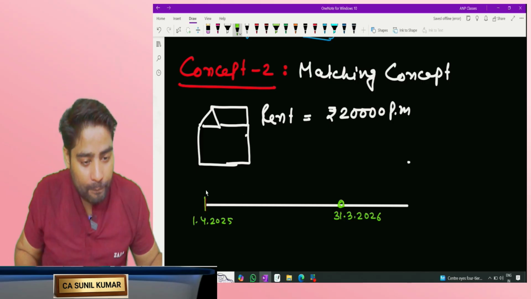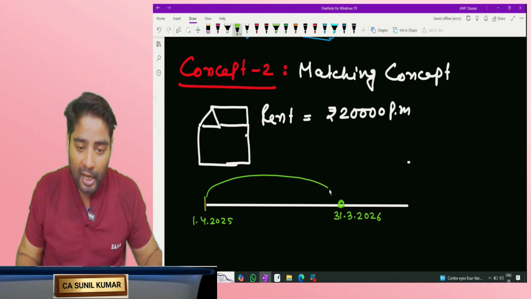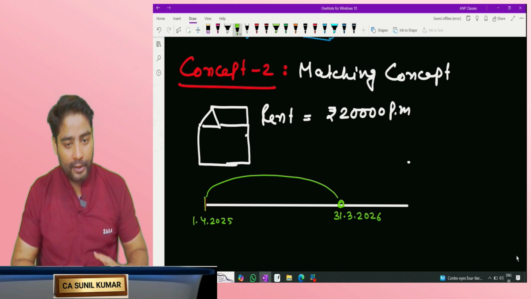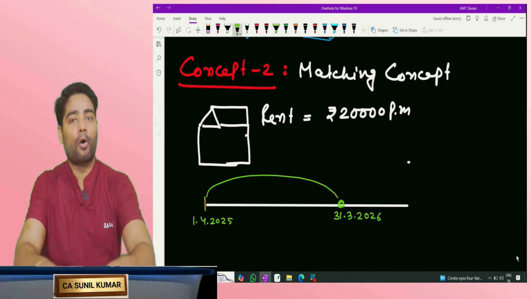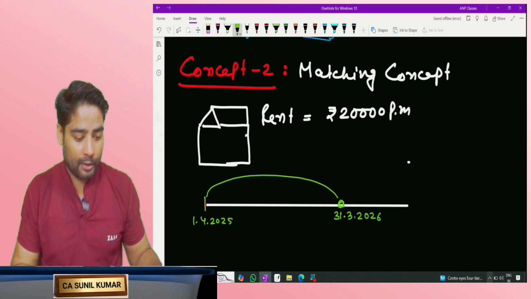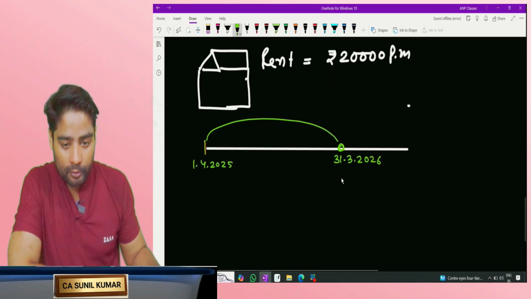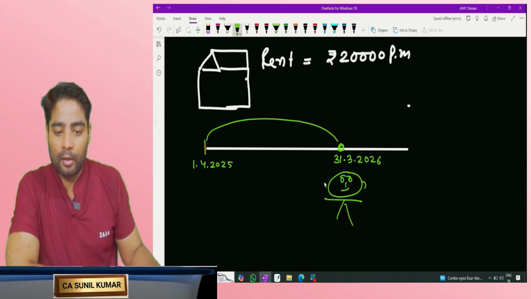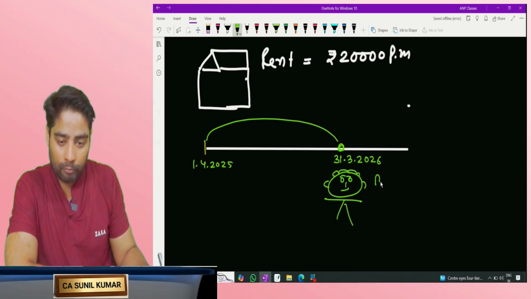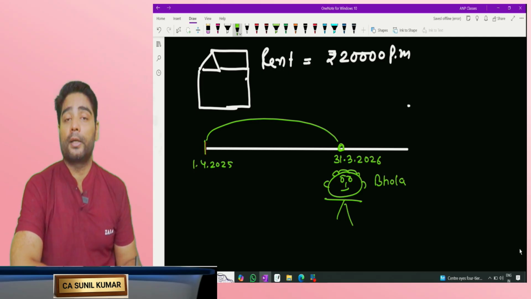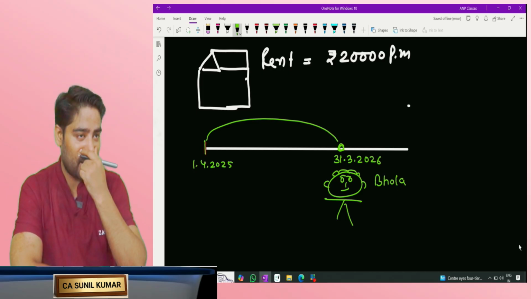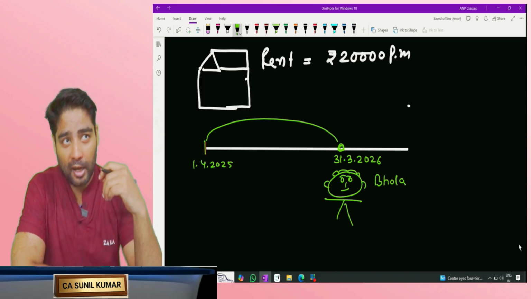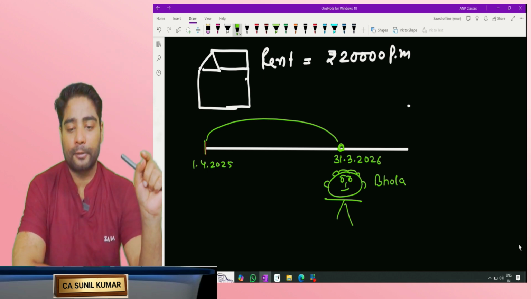My financial accounting year is 25 and 26. Okay. So I have paid the rent for the whole year. And what benefit I have taken? Sir, I have taken the benefit of staying in that house for 12 months. Let's suppose my landlord, Mr. Bhola, came to me on 31st March and he said, okay, Mr. Sunil, you have paid the rent for the whole year on time.